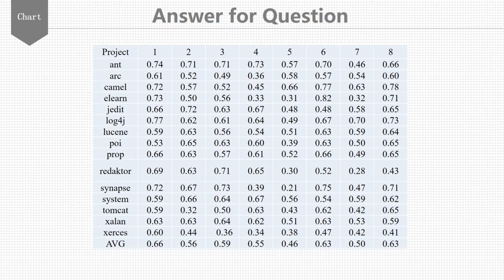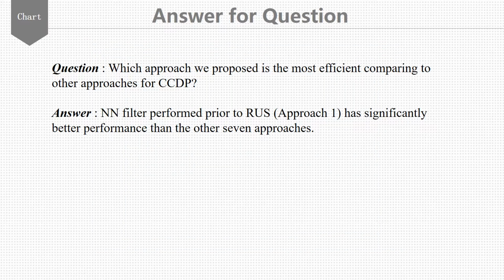In Table 3, on 6 projects, approach 1 achieves higher G-measure than the other 7 approaches for LR model, while approach 8 displayed similar or slightly worse performance than approach 1. In addition, approach 1 achieves the best average G-measure value for LR model. So we can answer the question. We can conclude that NN filter performed prior to RUS, approach 1, has significantly better performance than the other 7 approaches.